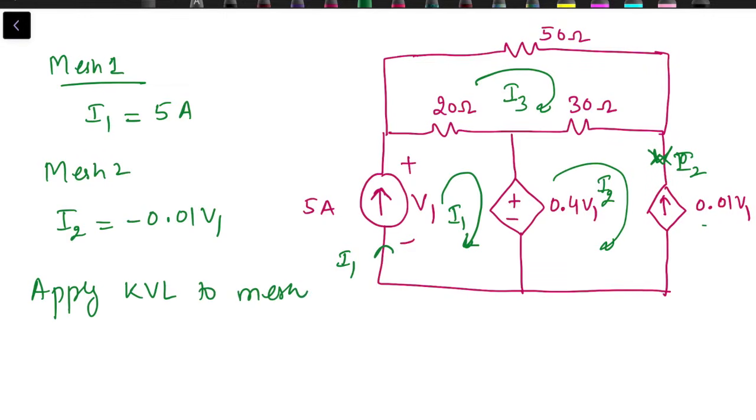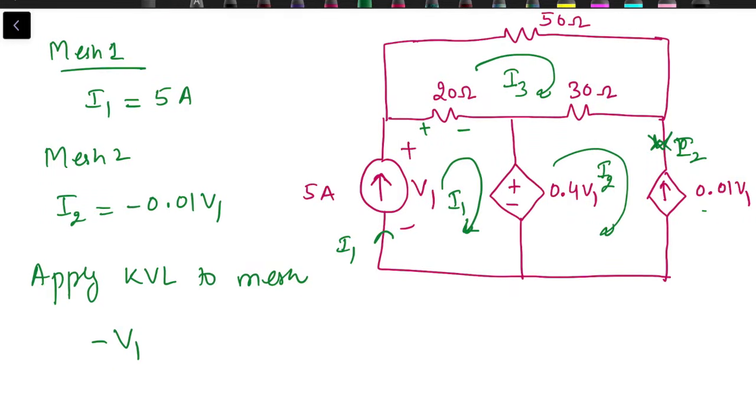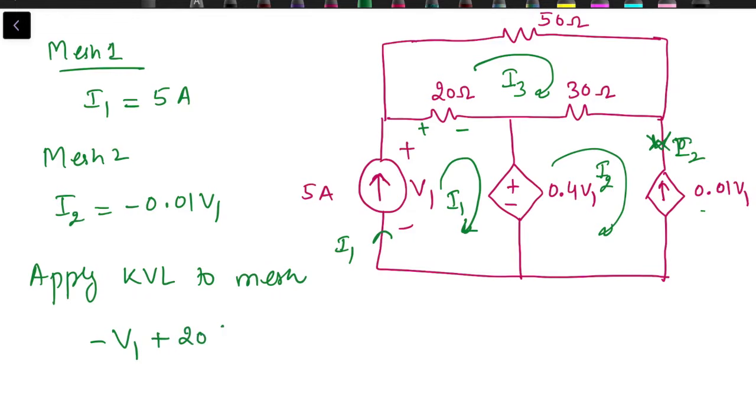Start from this: V1 minus V1. Then we have drop across 20 ohm resistance. Let's assign the drop polarity in direction of I1. So plus 20 into resultant current in direction of I1, which is I1 minus I3. Then we have voltage source 0.4 V1. Positive sign is coming first. So plus 0.04 V1 equal to 0.